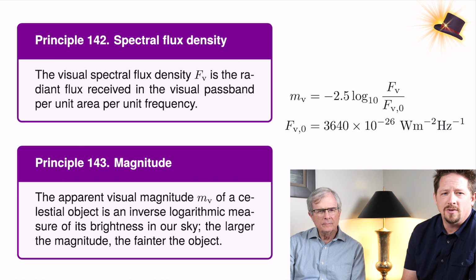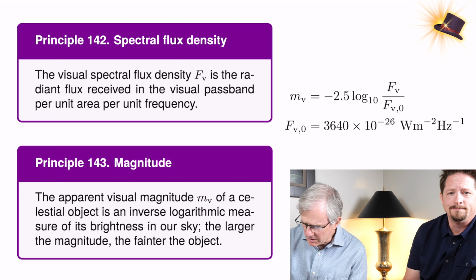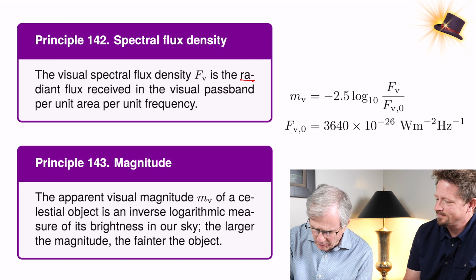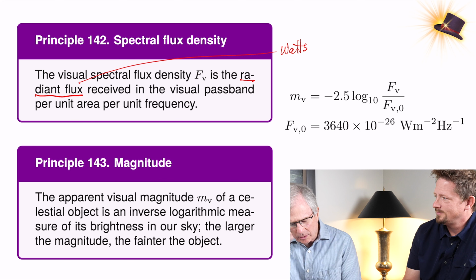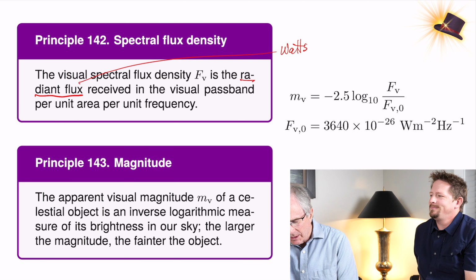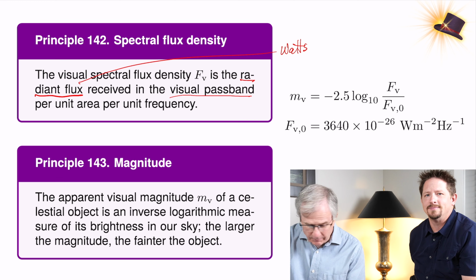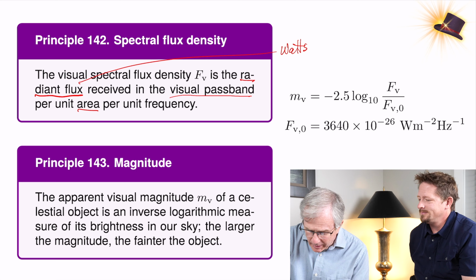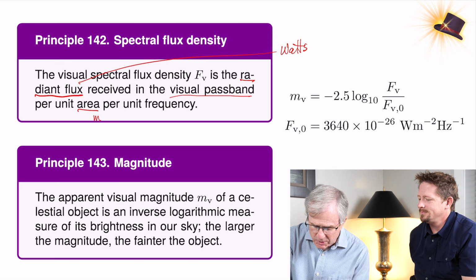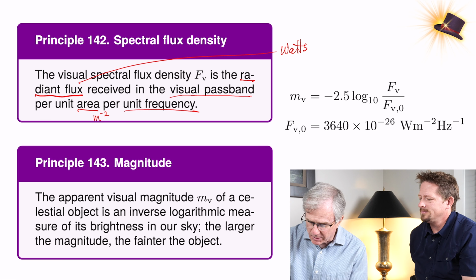The visual spectral flux density is the radiant flux received in the visual passband per unit area, per unit frequency. Okay, so that's a lot of words. Radiant flux just means watts. The power received, the joules per second received in the visual passband, that's that 88 nanometer wide passband centered at 550 nanometers, per unit area. So area is measured in meters squared, so per unit area would be meters to the minus 2 power. Per unit frequency is measured in hertz, so 1 over frequency is hertz to the minus 1.